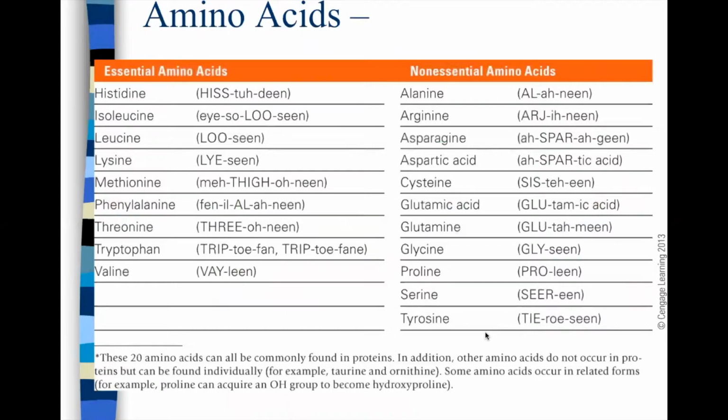Here are the 20 amino acids, and they can be categorized into essential amino acids versus non-essential amino acids. Non-essential amino acids can be synthesized by our body as long as we have the right building blocks for them. However, essential amino acids we cannot synthesize, so we need to get these from our diet.